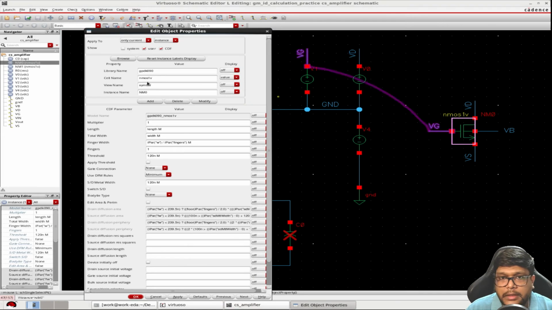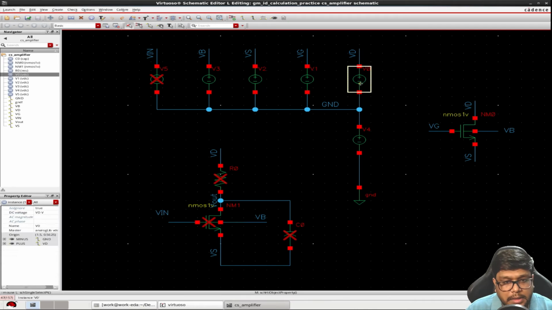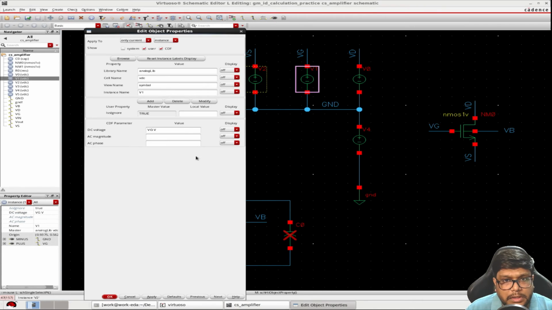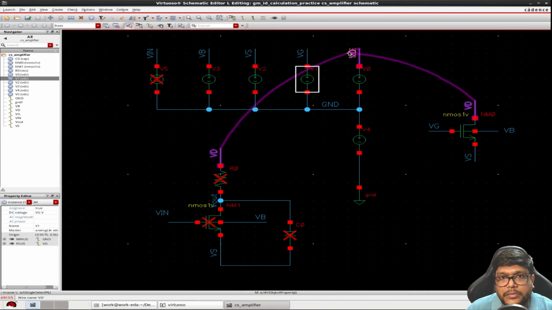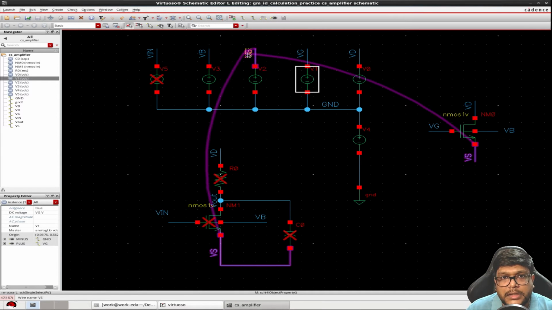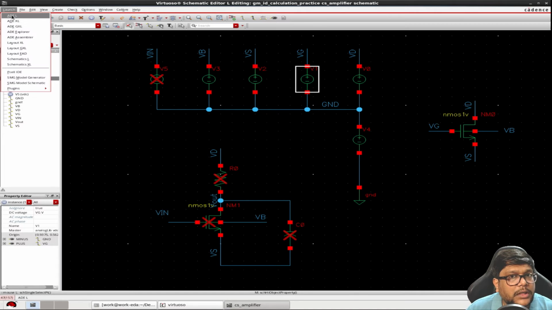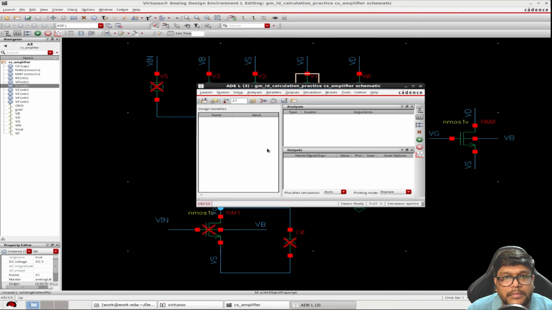I have taken the length and width as variable. I have taken this voltage as variable. I have taken all these voltages as variable. Okay, so this is drain voltage, this is gate voltage, this is source voltage, this is body or bulk voltage. So let me launch ADE L. So we can get all the variables here, and I have taken this Vin also as variable.